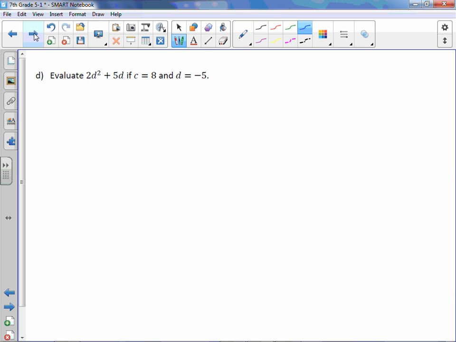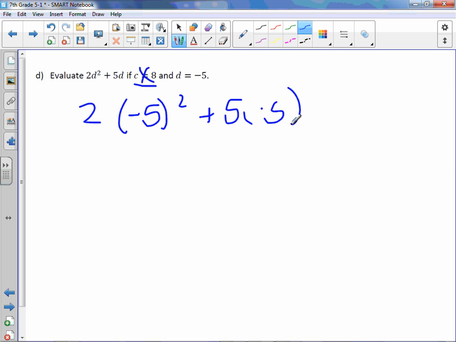Letter D, evaluate 2d squared plus 5d if c equals 8 and d equals -5. This was put here to confuse you. We don't have a c in our expression, therefore it is not needed. So 2 times -5 squared plus 5 times -5. Exponents are first in this expression. Remember, this is -5 times -5, which is positive 25.